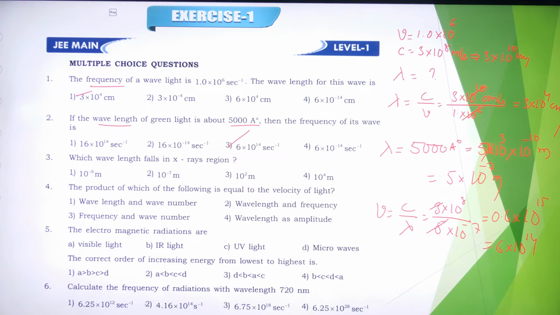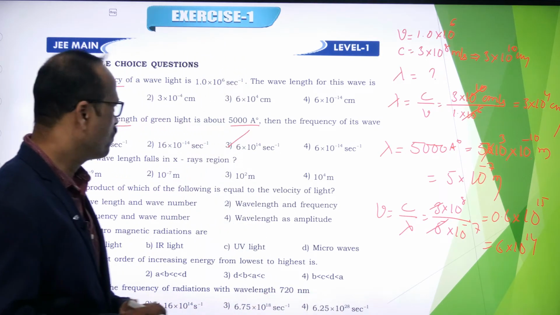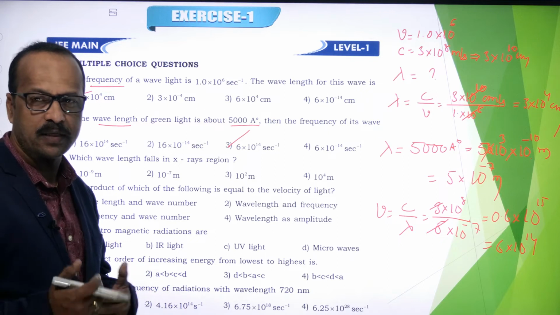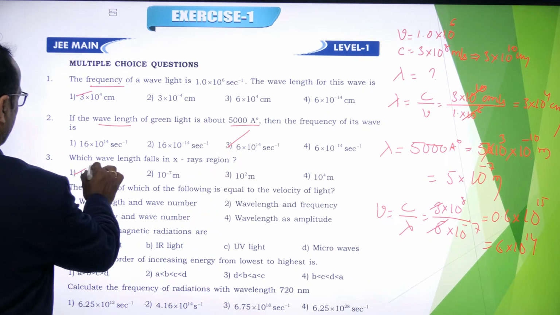Now, which of the following falls in the X-rays region? X-rays region falls in the angstrom level. So, angstrom level means what? 10 to the power of minus 10 meters or minus 8 centimeters. So, here this is the right answer.